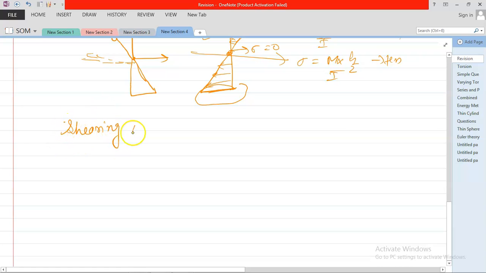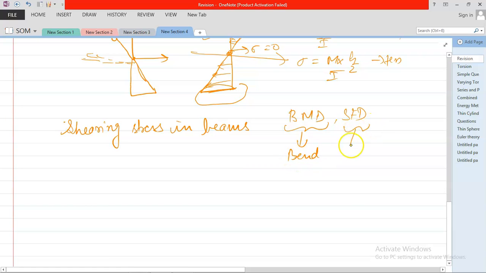Now, second thing, shearing stress. When I asked you to draw the bending moment diagram and the shear force diagram: the bending moment creates your bending stress, and your shear force creates the shear stress in beams. So for shearing stress, you need the shear force diagram.